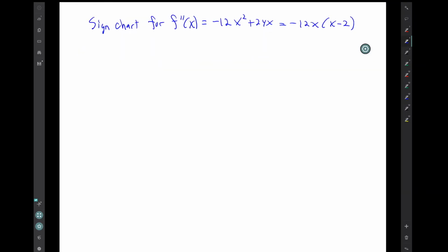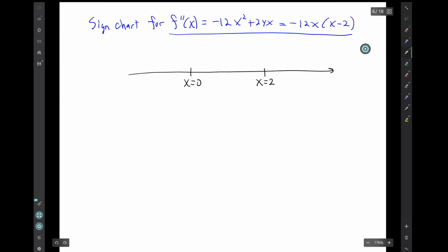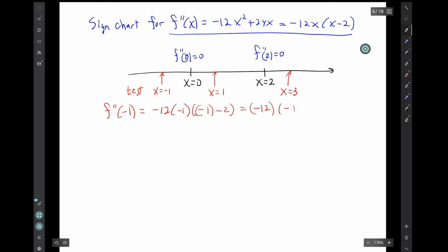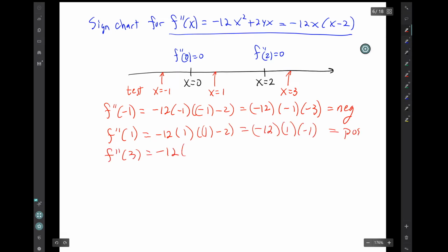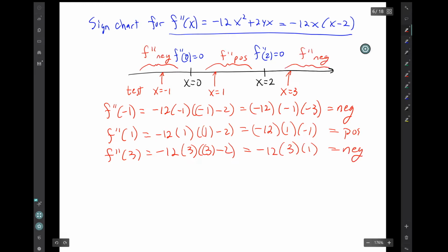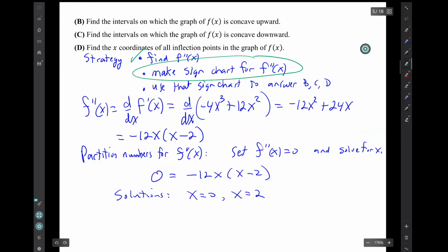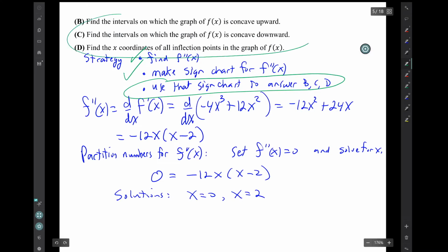So notice the first thing that I do is I label my sign chart. I give the name of the function and also its formula. So there's our sign chart for f double prime. We've made the sign chart. Now we need to use that sign chart to answer these questions: the intervals where f is concave up, concave down, and the x coordinates of all inflection points.